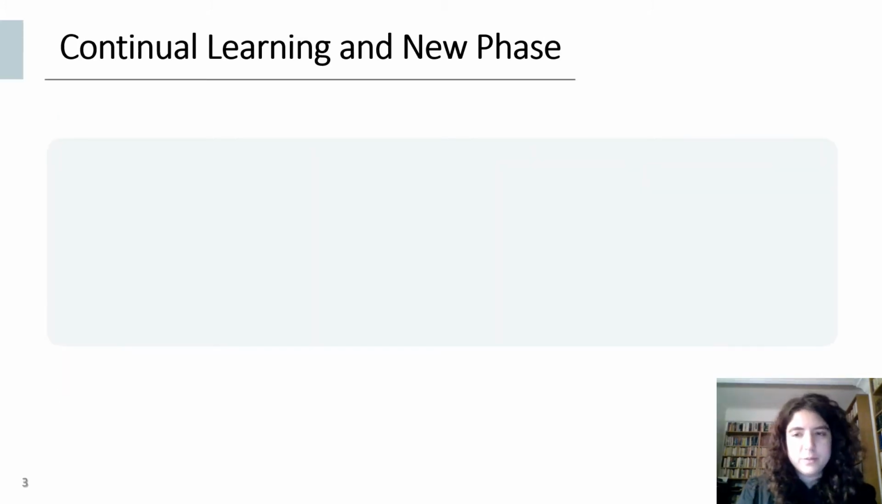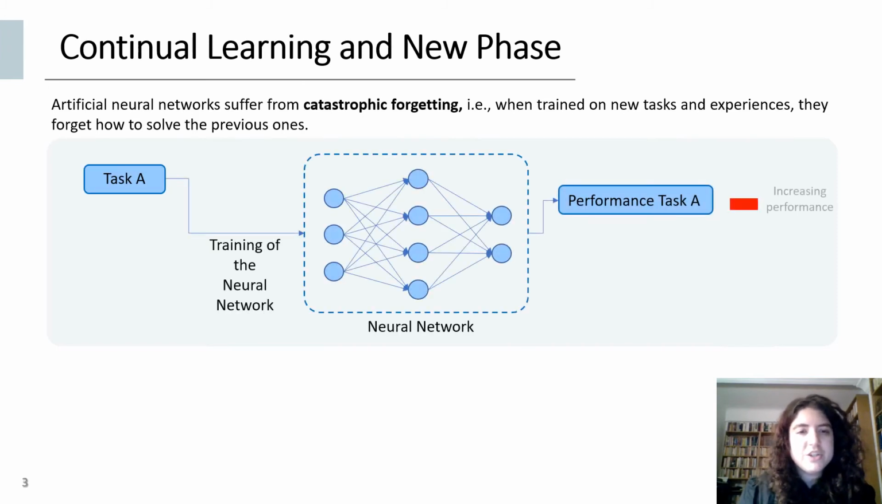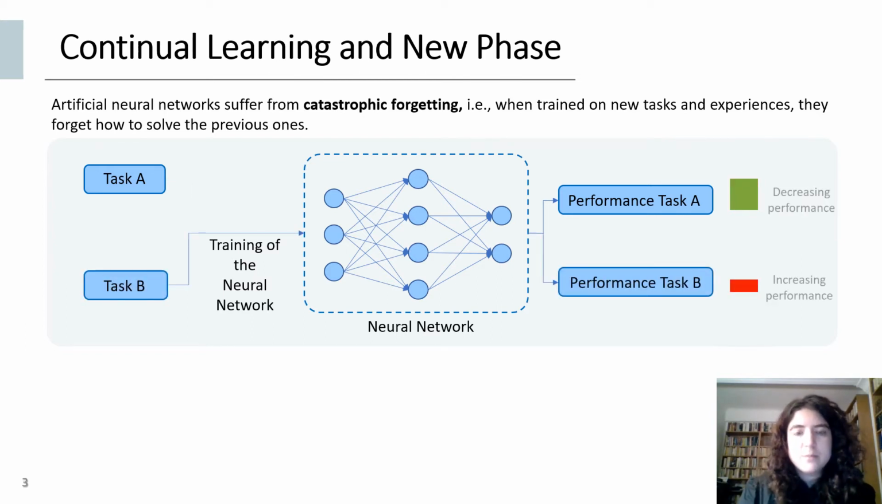Another problem that must be solved when dealing with evolving systems is the continual learning phase. Artificial neural networks suffer from catastrophic forgetting. So if they are trained on new tasks and experiences, they forget how to solve the previous ones. If we teach a neural network a task A, the performance of task A will increase. But then if we teach it a task B, performance of task B will increase, but performance of task A will decrease.